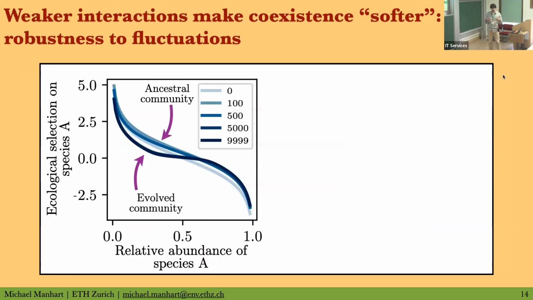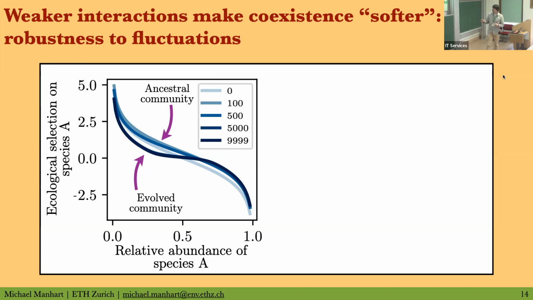And what does this mean for the coexistence of the community? You can look at the frequency-dependent selection on one of the species. So this is selection as a function of the relative abundance of species A. Of course, this has to be negative to have stable coexistence of the two. But you can see now the slope changes. And so in the ancestral community, you have a fairly steep slope around the point of coexistence. And that corresponds to sort of strong stabilizing selection, driving it back towards this ecological equilibrium.